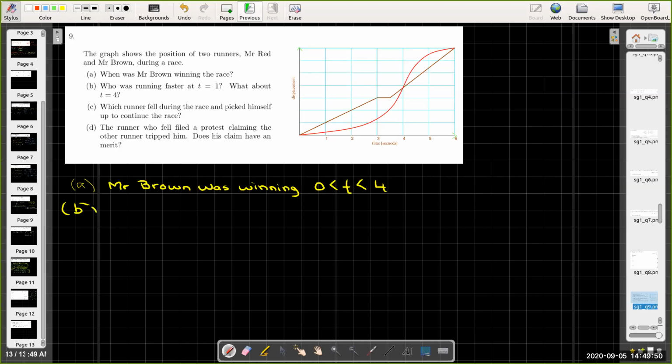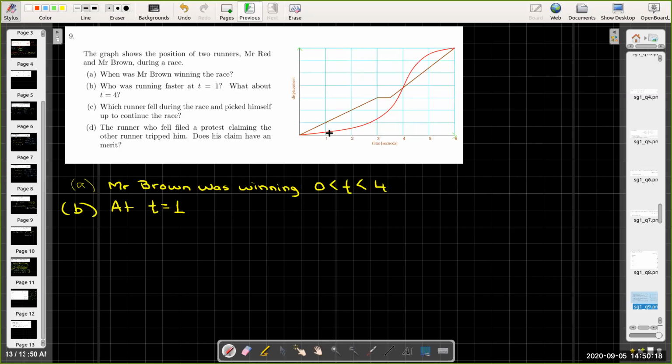And so at t equals 1, now let's look at this question. Who is running faster? Not who is winning, but who is running faster at t equals 1 and t equals 4? So what I want to think about is, if I estimate what the rate of change is, so we're looking at what is the velocity at t equals 1 for each of the runners.